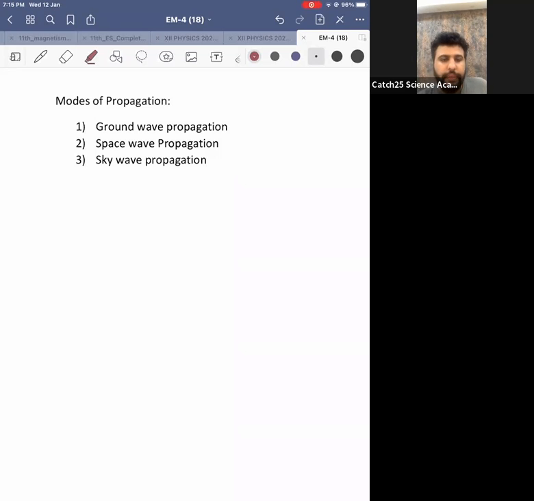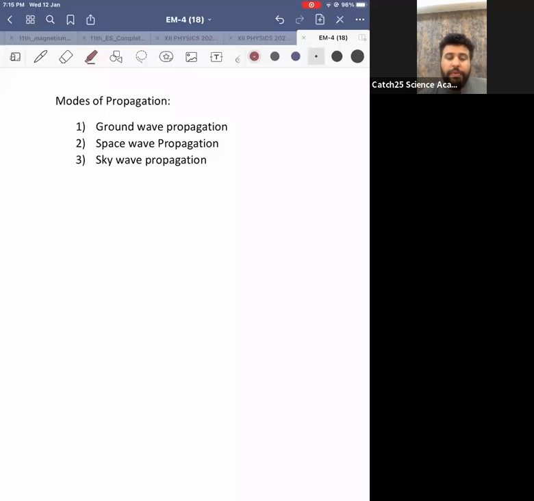Okay, now listen. There are 3 modes of propagation: ground wave, space wave, and sky wave. Look at me. First one is ground, second one is free space, and third one is sky. You have to remember in that order only. First comes ground, then comes free space, and then comes sky.